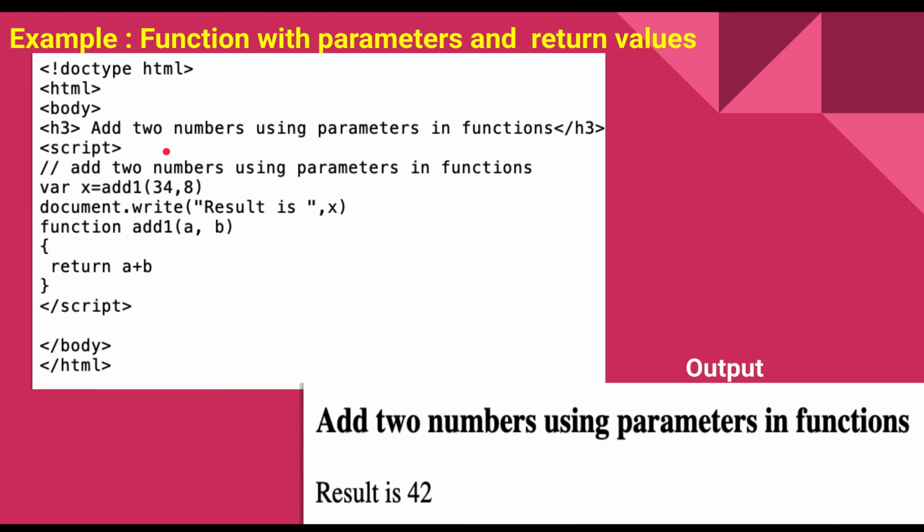Here this program is to add two numbers using parameters in a function, and for that purpose I am using the function name add1. This is the function call here where x equals add1. This is the function name, and this is the statement for the function call, and the function is defined here where function, the keyword, is given, and add1 is the function name. Within brackets we give the parameter list.